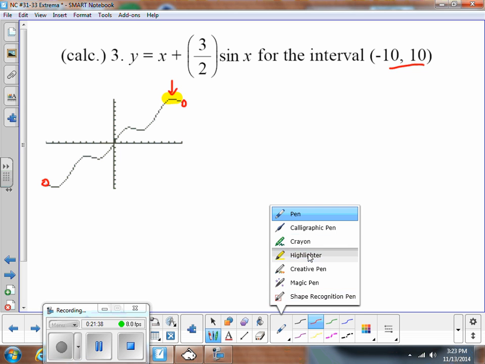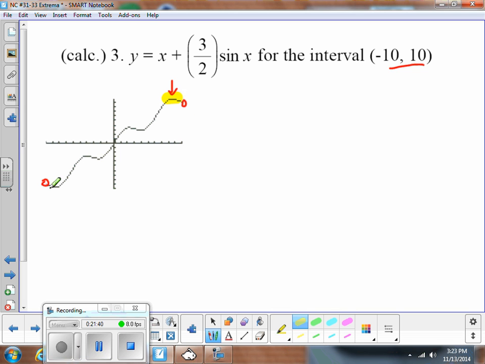The absolute min is the lowest point on the graph, which would be this one. So this right here would be its absolute min. So absolute max, absolute min. Are there relative maximums and minimums? Yes. There's a relative maximum here and another relative maximum right here. Relative minimums, there's one right here, another low dip in the graph, and another low dip over here.